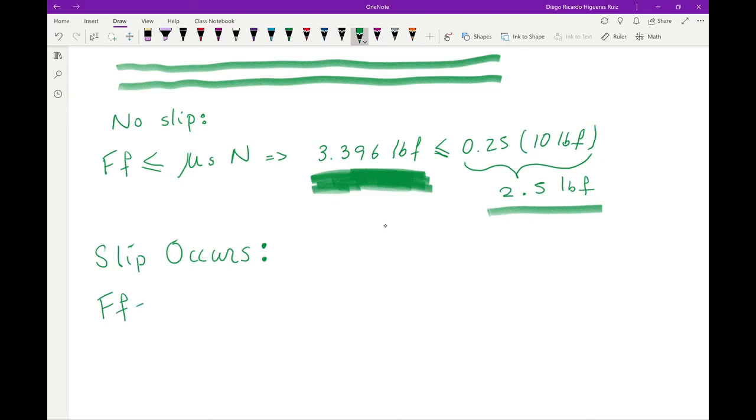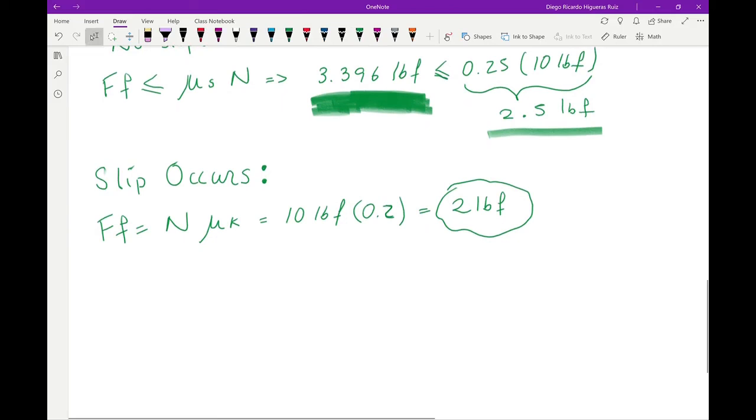So this is a slipping, so the friction force is gonna be kinetic friction force. To calculate that, we need to multiply the normal force by mu_k, which is the kinetic friction coefficient. So that's gonna be equal to 10 pounds force multiplied by 0.2, the coefficient, and that's gonna be 2 pounds force. And this is the friction force that we need to use now. So now we are gonna take equations 1 and 2, and with these two equations, we can solve for the rest of the problem.